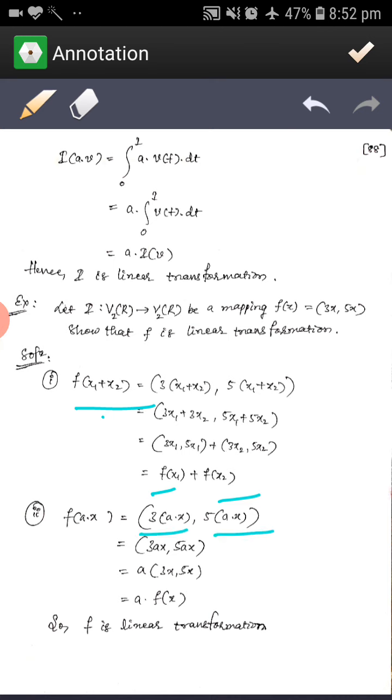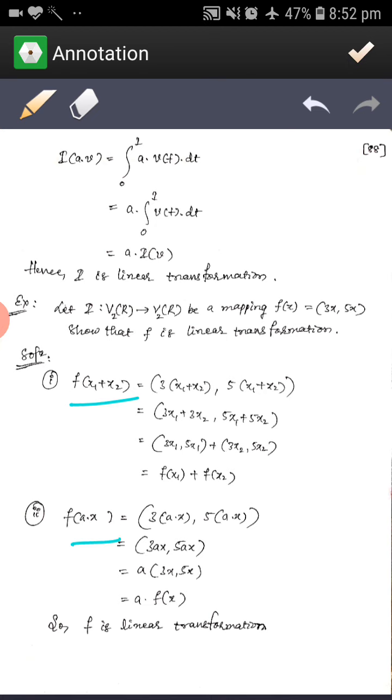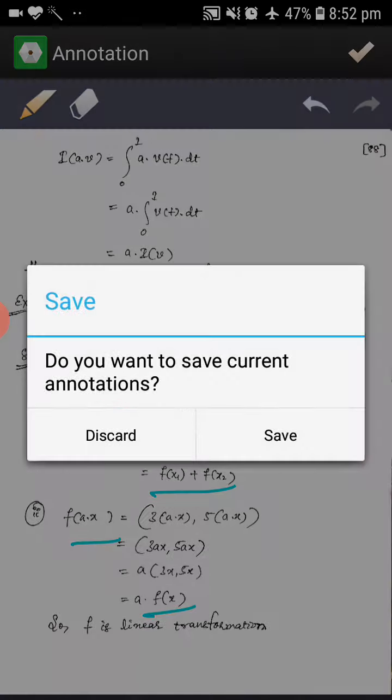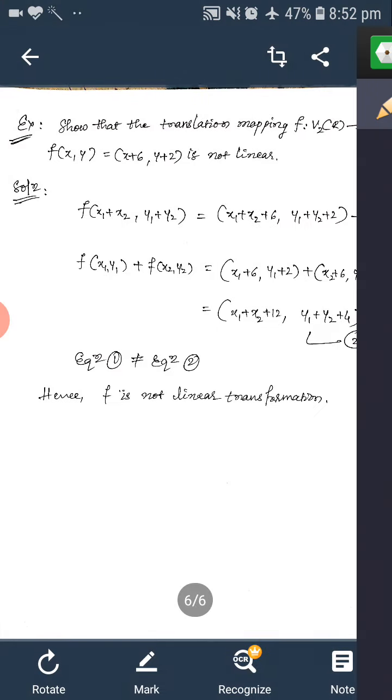Similarly here, 3 of a dot x comma 5 of a dot x. So it is nothing but 3x comma 5x. If you take a outside, then 3x comma 5x is nothing but f of x. So in both the addition and multiplication, the function is showing as a linear transformation.